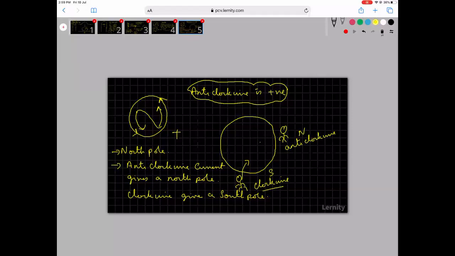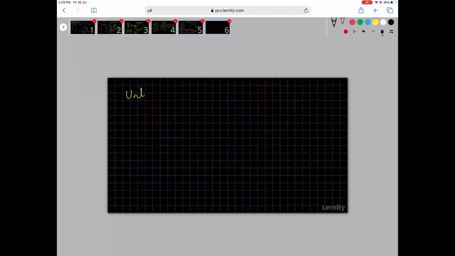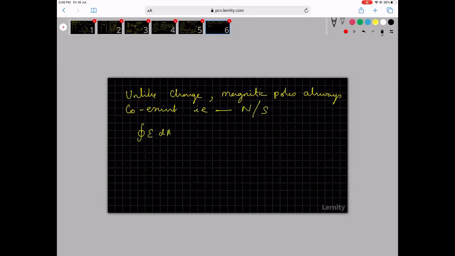Do you understand? Now this gives us a very important law which says, unlike charge, magnetic poles always coexist. That is, if you have a north pole, you will always have a south pole. So in case of Gauss law, E dot dA became equal to Q by epsilon. If I apply the same thing here, B dot dA, what do you think I'll get?